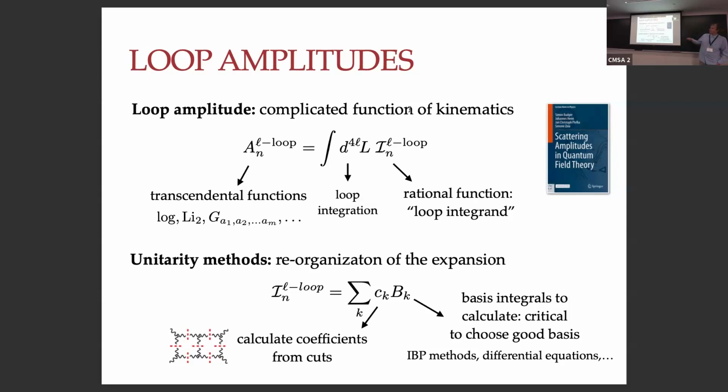Yeah, one method I would like to mention here are unitarity methods, which is basically the first big discoveries done in this field in the early 1990s. And this is a reorganization of the Feynman diagram expansion, at the level of this rational function called the integrand, which will also be important for us when we talk about the amplituhedron. This will be done for this integrand, not for the amplitude.